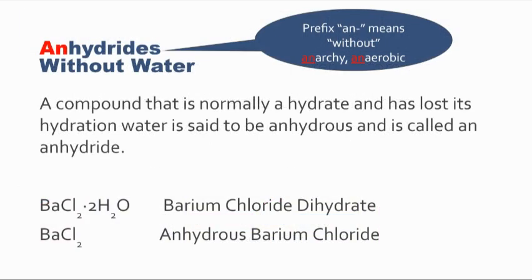So again, anhydrides are compounds without water molecules attached. A compound that is normally a hydrate but has lost its hydration water is said to be anhydrous. If we look at barium chloride with 2 water molecules attached, it would be known as barium chloride dihydrate, di being the Greek prefix for 2. Whereas if the water molecules are evaporated and removed, it would just be anhydrous barium chloride.